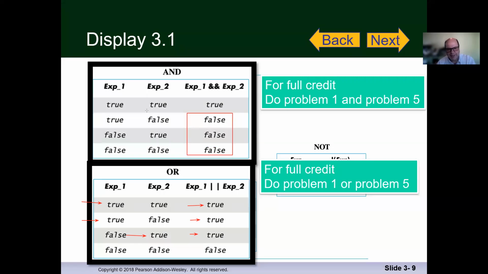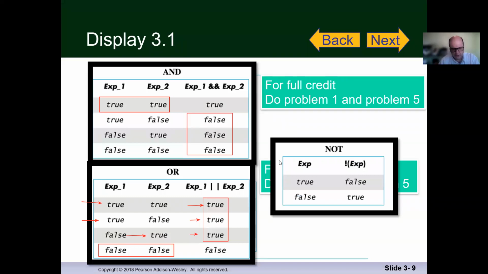Everything is false except this condition. On the or table, everything is true except this condition. Just when you pay attention to this, we're going to come back and talk about it. Okay, so moving forward, we have something called not.